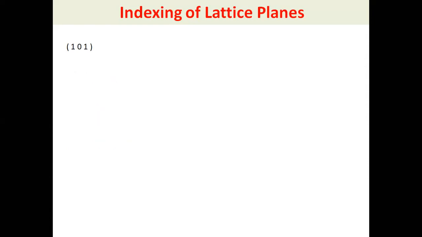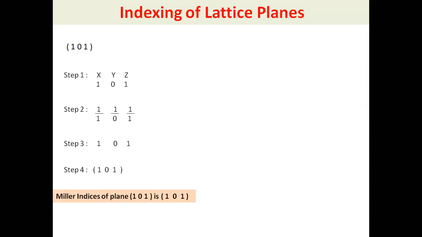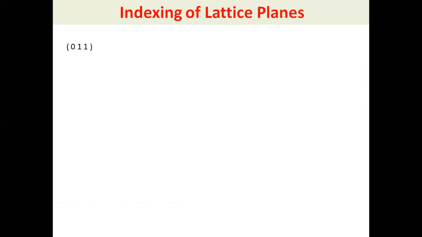Then 101 remains as it is. If a number other than 1 and 0 is there, then it gets changed. If only 1 and 0 are there in that particular plane, it does not get changed. It remains as it is. So 0, 1, 1 is the same, 0, 1, 1.